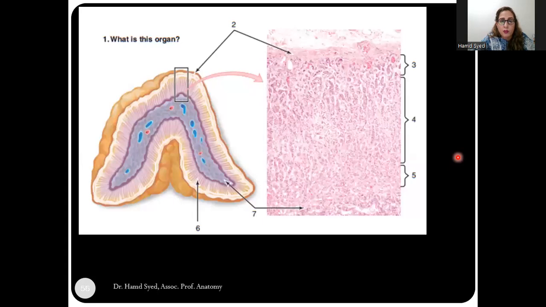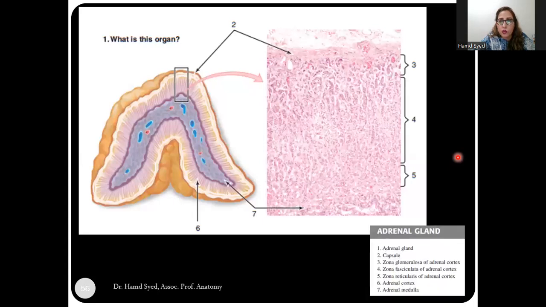This is a diagram which I showed to you before, and you should be able to easily label it now. Number 1 is the adrenal. 1 is the answer to this question, that it is the adrenal gland. And you know 2 is the capsule. And 7 is this innermost part, adrenal medulla. The middle portion, which is number 6, is adrenal cortex. And it is subdivided into these 3 regions or zones from outer to inner aspect: zona glomerulosa, fasciculata, and reticularis.